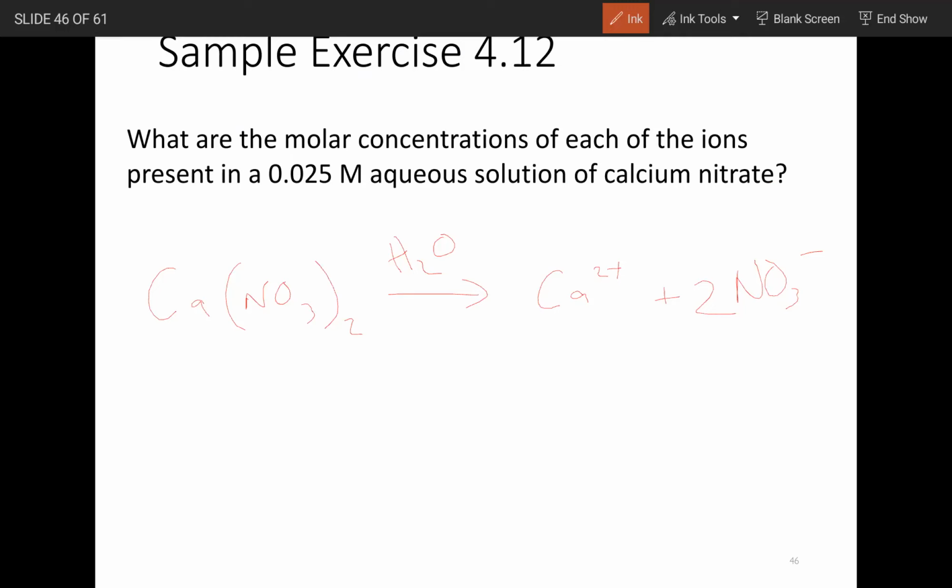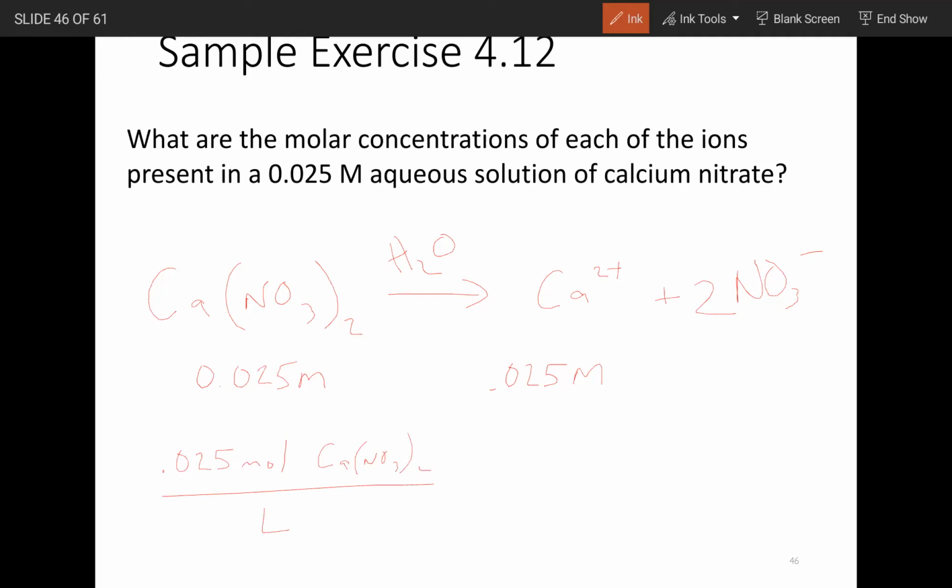So now if we think about what this concentration is going to be, the calcium nitrate has a concentration of 0.025 molar. And for every 1 of these calcium nitrate molecules, we're going to wind up getting 1 calcium ion. So the calcium ion concentration is going to be exactly the same. But with the nitrate, we're getting 2 of those nitrate ions for every 1 calcium. So what we could do is set it up like this: 0.025 moles of calcium nitrate for every liter of solution.